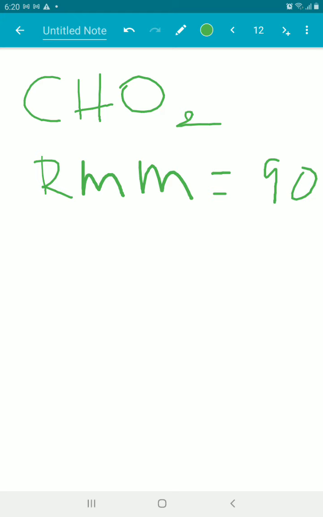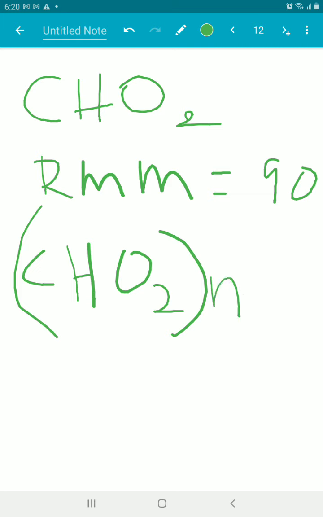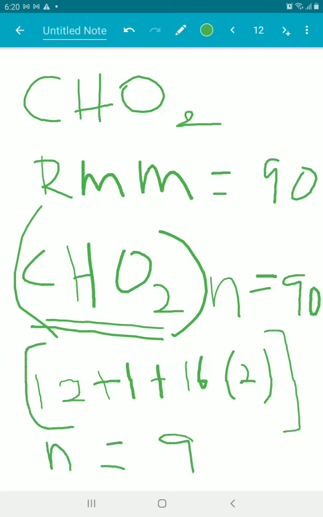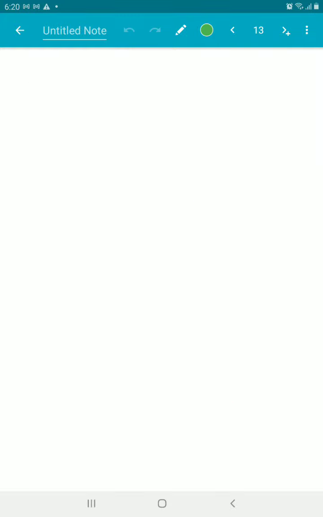Just use the same steps. First of all, (CHO2)n equals 90. Then calculate the RMM for this one. So you have (12 plus 1 plus 16 times 2) in bracket n equals 90. Then you calculate, and you will get the answer n equals 2.